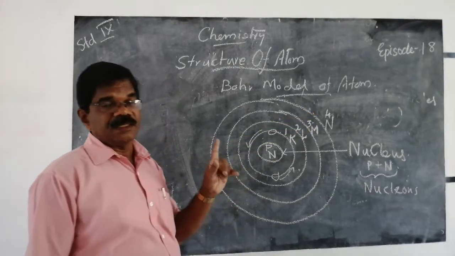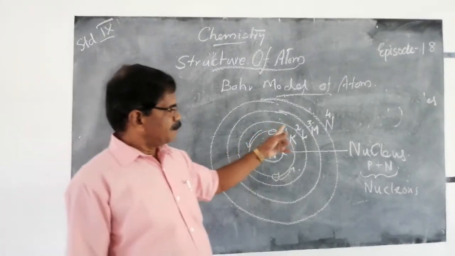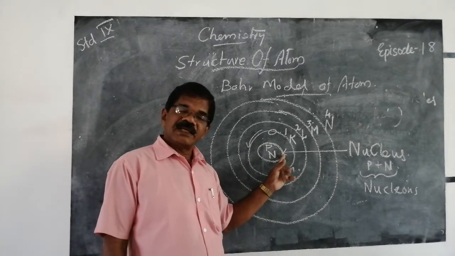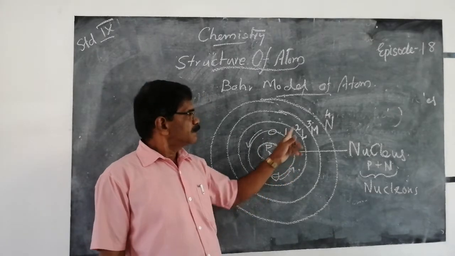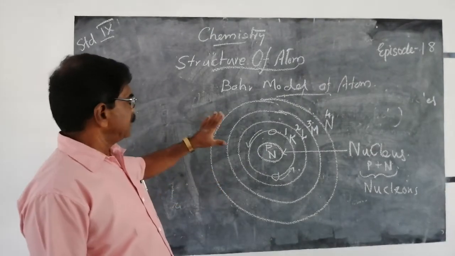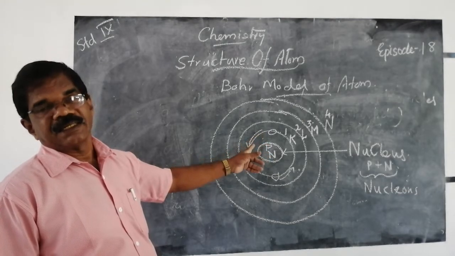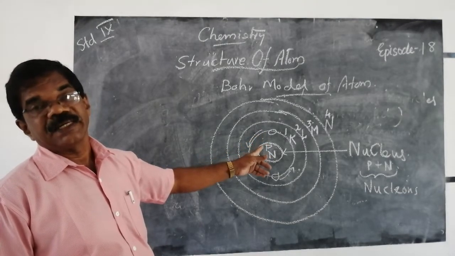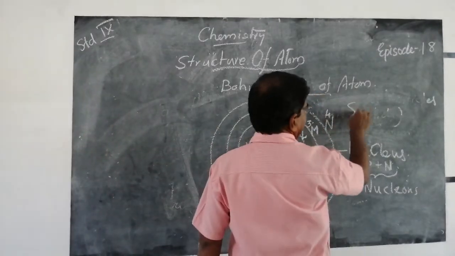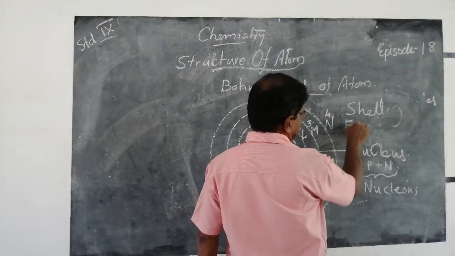Then there is another thing. In each shell, these paths are where electrons are received. The electrons are always revolving around the nucleus in these definite paths. These paths are called shells. K, L, M are called shells. These are also called energy levels.